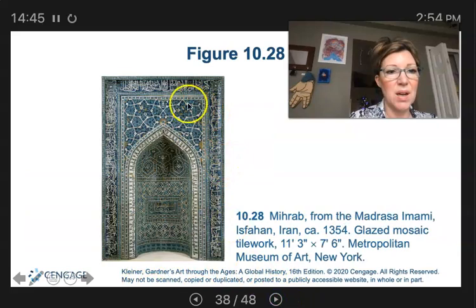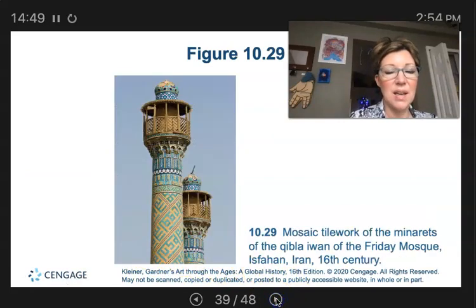There's another mihrab that we face to pray. And this minaret of the Friday Mosque, coming back to the Friday Mosque, at Isfahan is covered in mosaic tile work. Gorgeous gold and turquoise. You might remember the term Iwan from Chapter 2, Mesopotamia and Persia. The palace at Ctesiphon also had an Iwan, which is kind of like an audience hall.